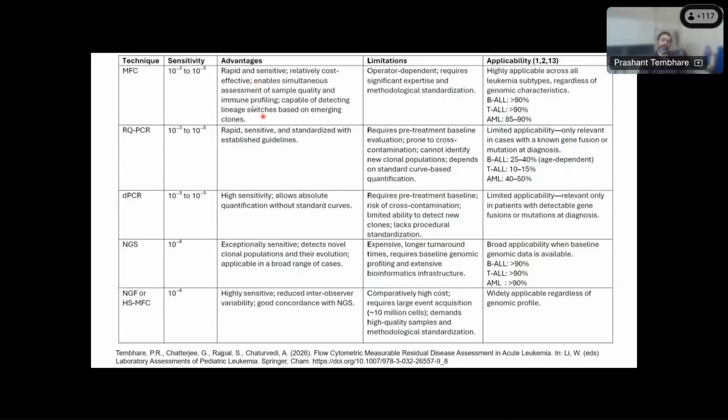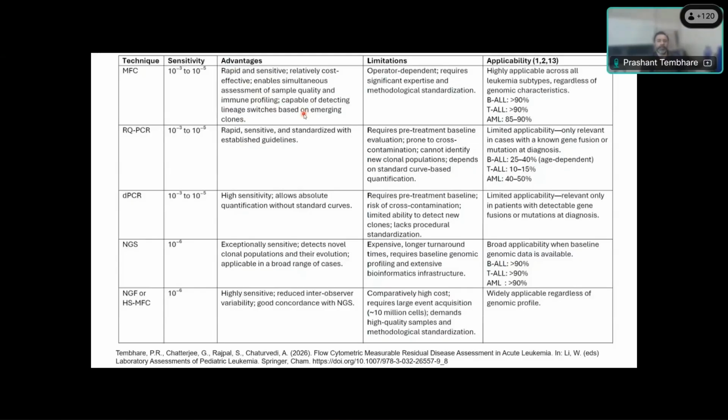So when we are looking for MRD in the sample, you can look at parameters that help you identify whether the sample was hemodilute or not, let's say by looking at other cells. If you want to look at immune cell profiling, the immune cell microenvironment, you can look at that also. Another advantage is that if there is a lineage switch from B to myeloid, that can also be detected.